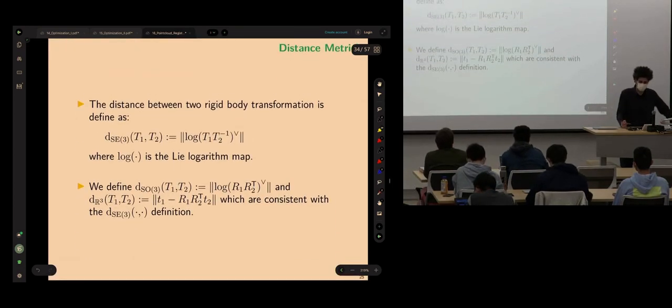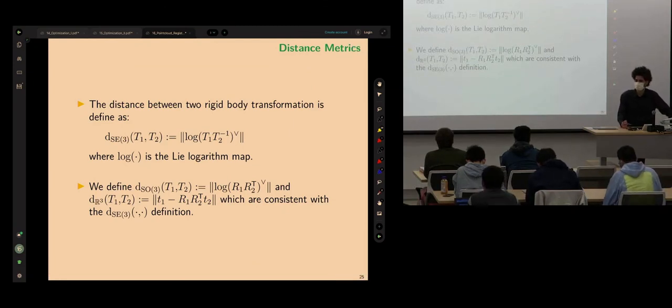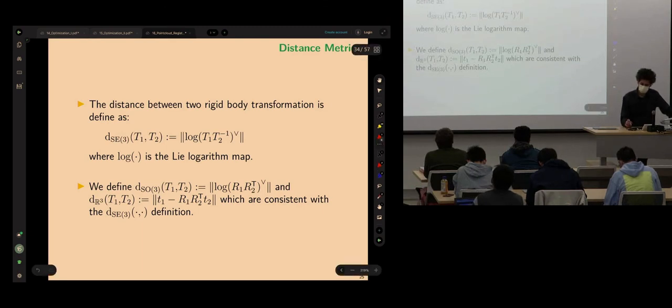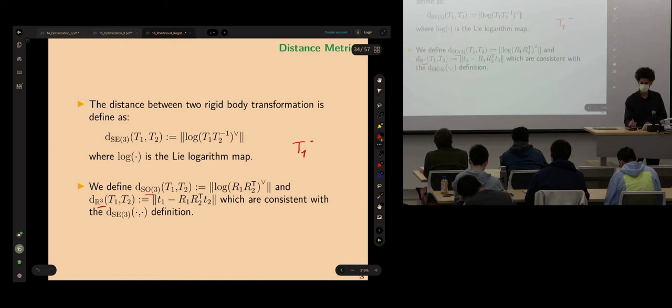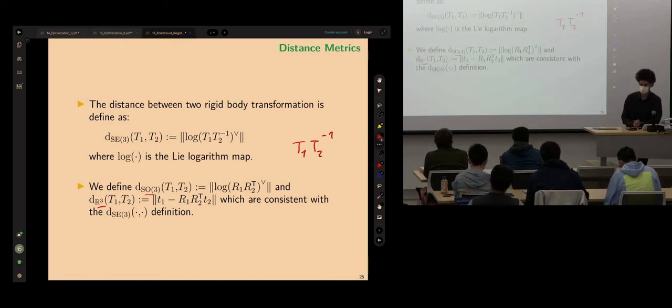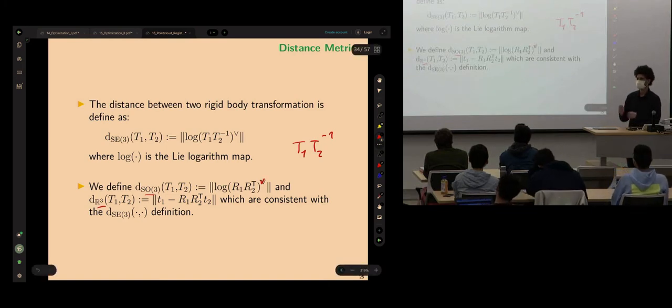So what is the distance metric? We're working with rigid body transformations. The distance is, of course, one transformation times the inverse of the other one. You can take the Lie logarithm, which is the matrix log. If you want to see the individual rotation and translation distances, you can look into T times T2 inverse. What you will see is that the rotation is, as usual, R1 times R transpose. We take the log, make it a vector, and then take the norm of it.